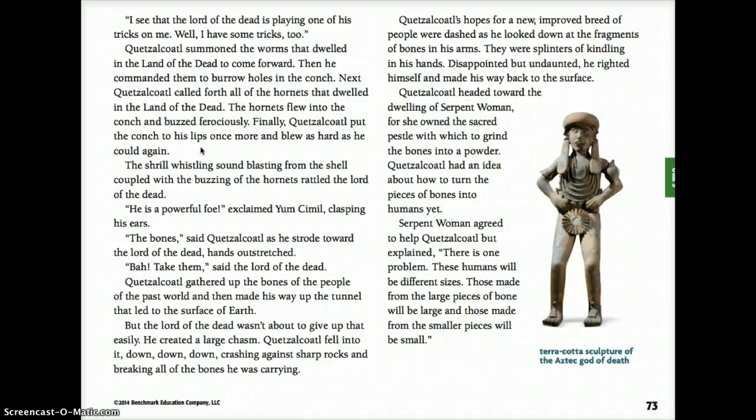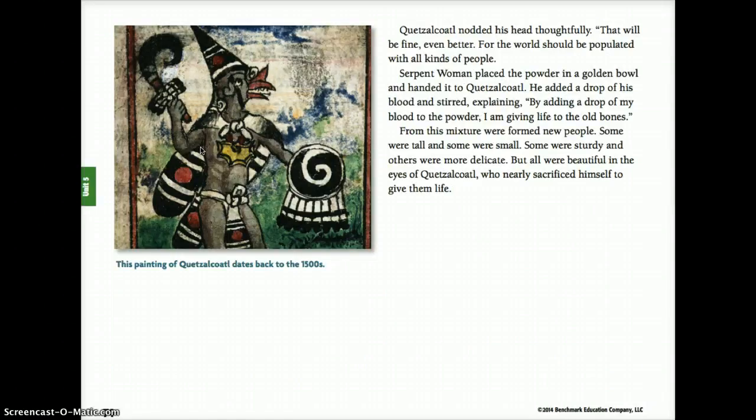Serpent Woman agreed to help Quetzalcoatl, but explained, "There is one problem. These humans will be different sizes. Those made from large pieces of bones will be large, and those made from smaller pieces will be small." Quetzalcoatl nodded his head thoughtfully. "That will be fine, even better, for the world should be populated with all kinds of people." Serpent Woman placed the powder in a golden bowl and handed it to Quetzalcoatl. He added a drop of his blood and stirred, explaining, "By adding a drop of my blood to the powder, I am giving life to these old bones."